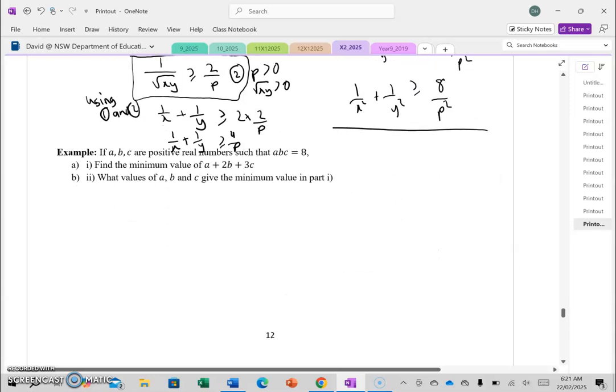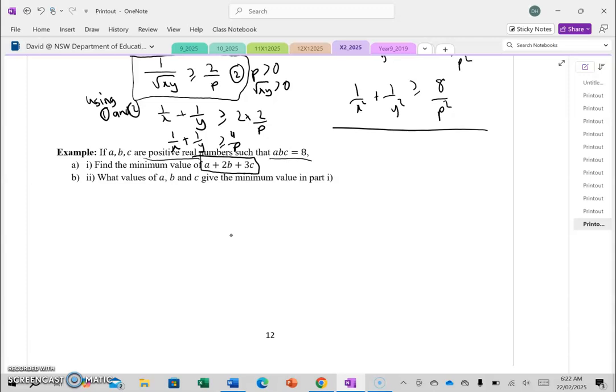Next one. If a, b, and c are positive real numbers, maybe use AM-GM, and the product is equal to 8, find the minimum value of this. Okay, so a sum of 3 numbers. I'm going to just blindly assume that we can use AM-GM for 3 numbers. There'll probably be a bit of hint or guidance earlier on in the question that we can use AM-GM for 3 numbers.